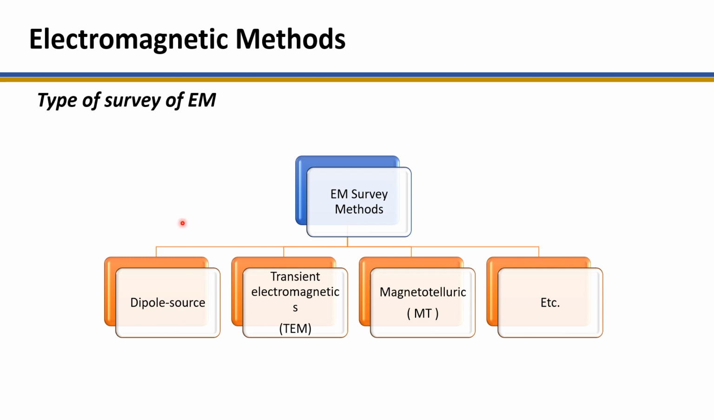So now we move into the next part of the electromagnetic method, which is the types of EM survey. The EM survey method can be conducted as different types of survey. The most well-known are dipole source, transient electromagnetic survey, magnetotelluric survey, ground penetrating radar, and also CSEM, and many more. CSEM stands for controlled source electromagnetic field acquisition, which is commonly used in marine acquisitions.